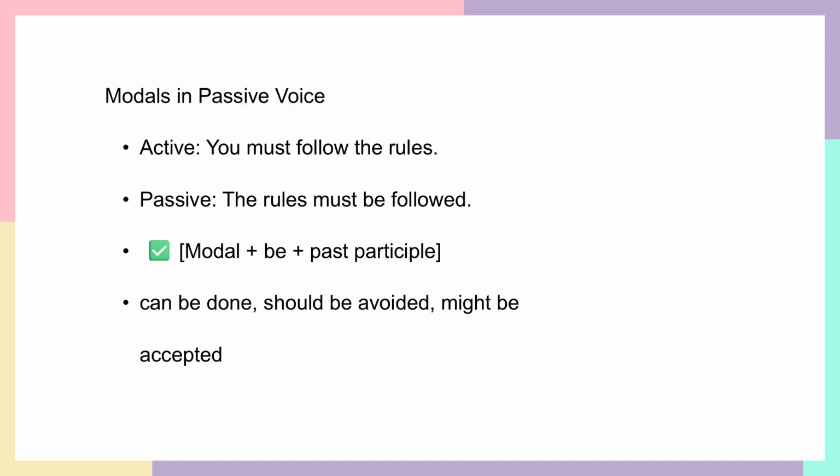Modals in passive voice. Let's now use modals correctly in the passive voice. In active voice, you say "you must follow the rules." In passive voice, you say "the rules must be followed." The structure is modal plus be plus past participle. Examples include "can be done," "should be avoided," and "might be accepted." This structure is common in instructions and formal guidelines.